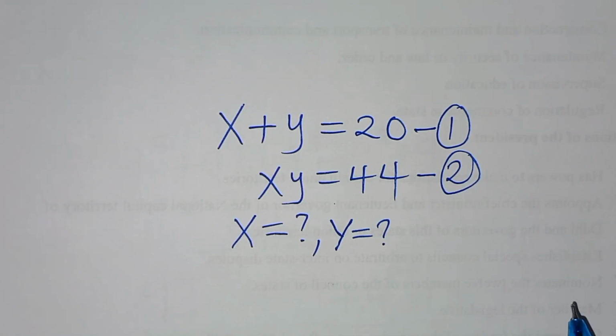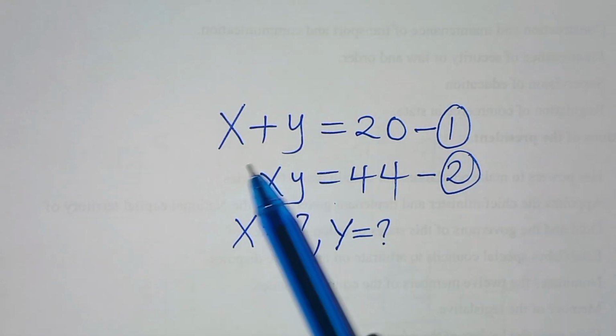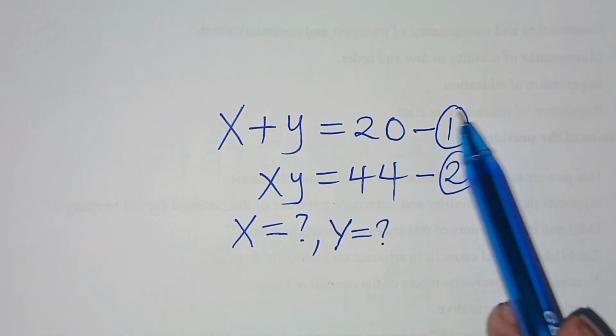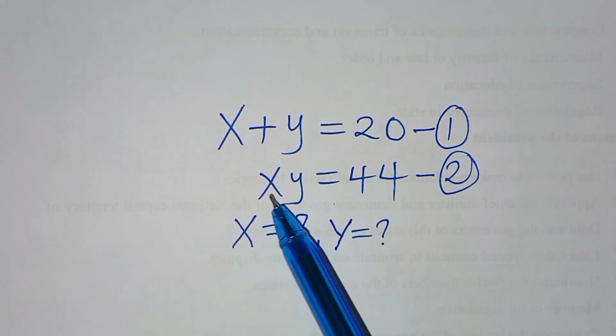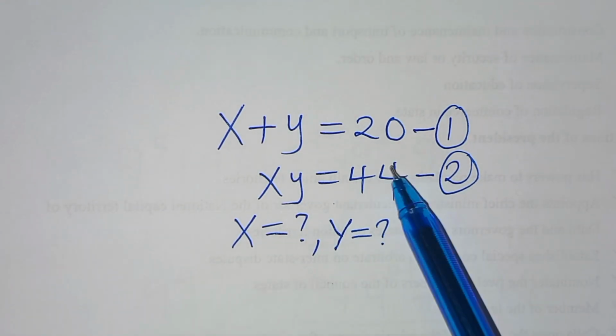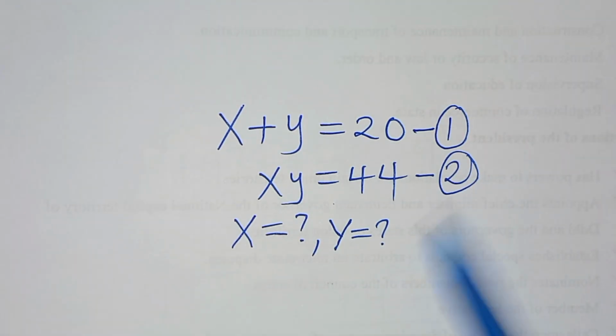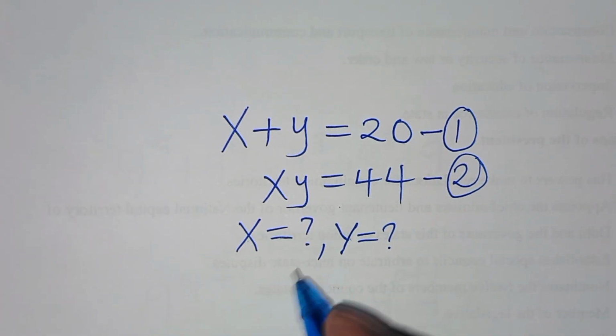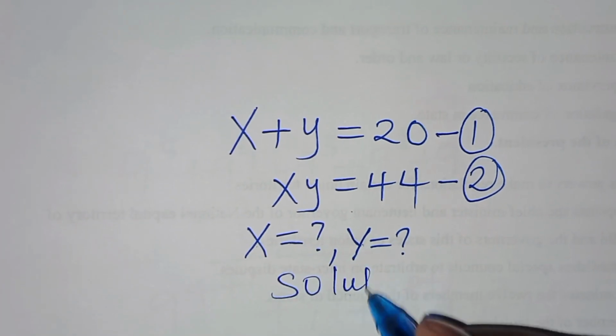Hello everyone, you are welcome to solve this nice algebra problem, which is x plus y is equal to 20. Let's call this equation 1. And then we have x times y is equal to 44. Let's call this equation 2. So what is the value of x and y? Now, the solution here.